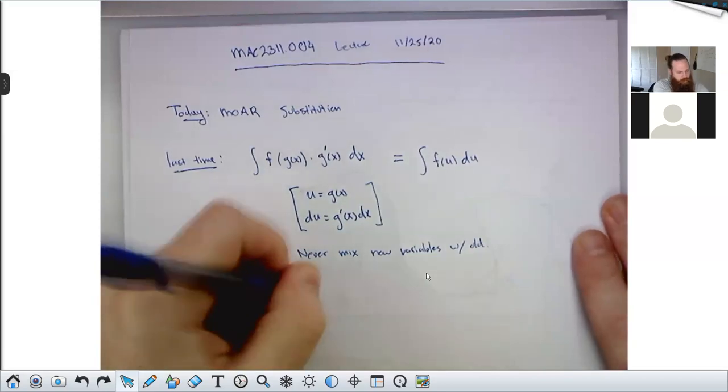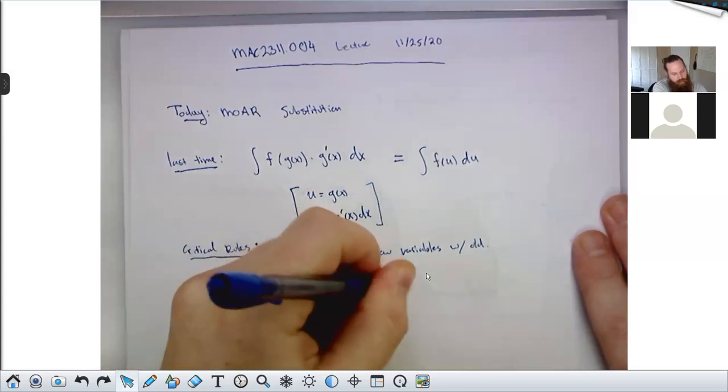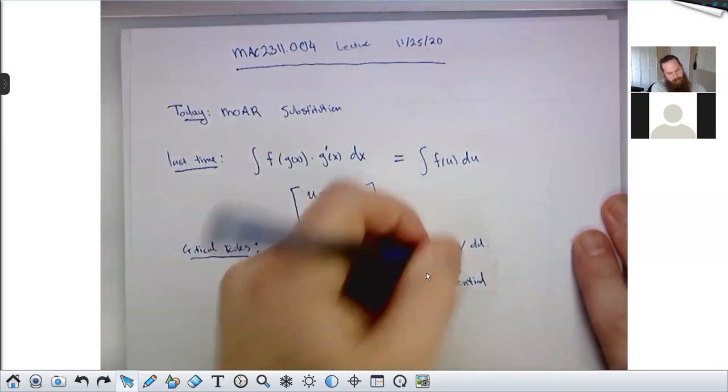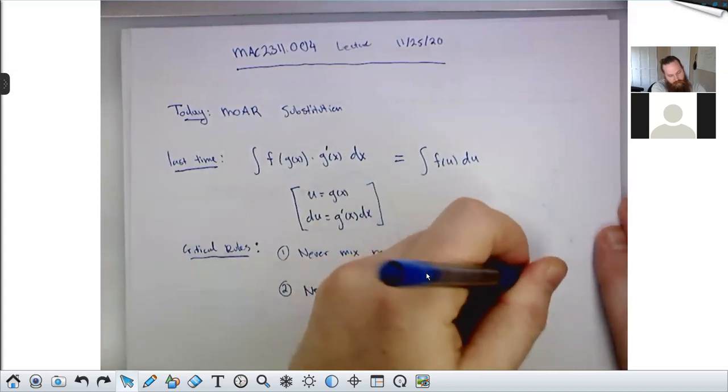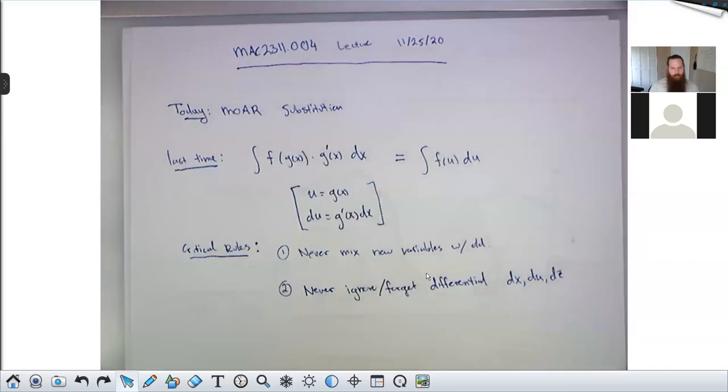Two: never ignore or forget the differential, which is the dx, du, dz stuff. These are so important. Without these, we are in a lot of trouble. And you need to have the appropriate piece floating around in your original integral in order to make the differential piece go through. So if u is g of x, then du is g prime of x dx, which means if you want to substitute for the inner function here, you need to have its derivative or something very close to it floating around out here.